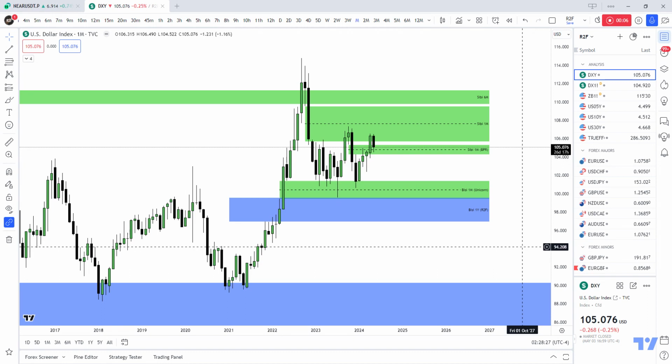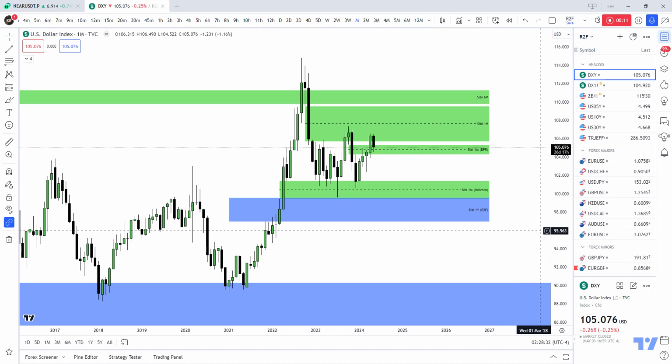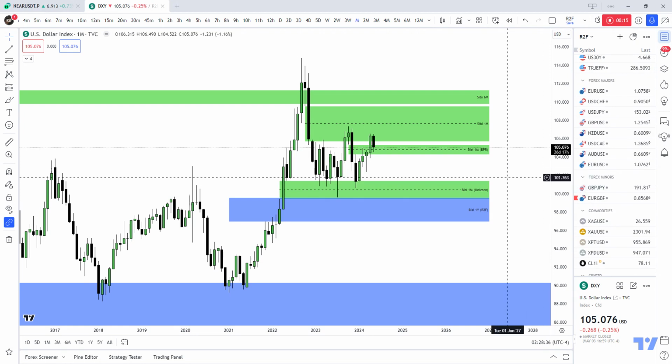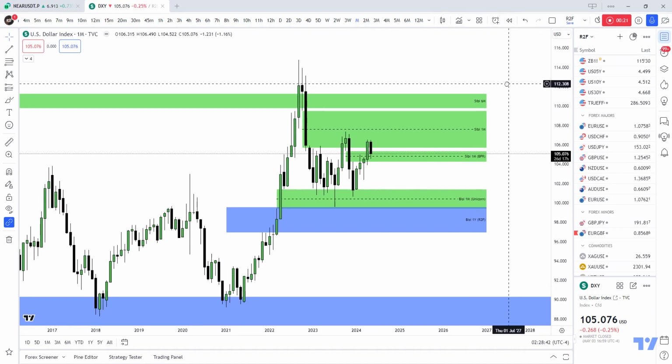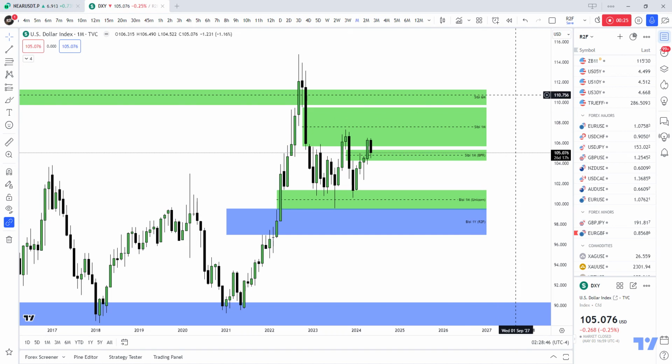I'll be doing an analysis on the DXY, the dollar index, a couple of forex pairs, and I'll have a look at gold and perhaps silver and oil. So on the DXY, I always look at the DXY first, and that gives me an idea of what I want to look for on other currency pairs.